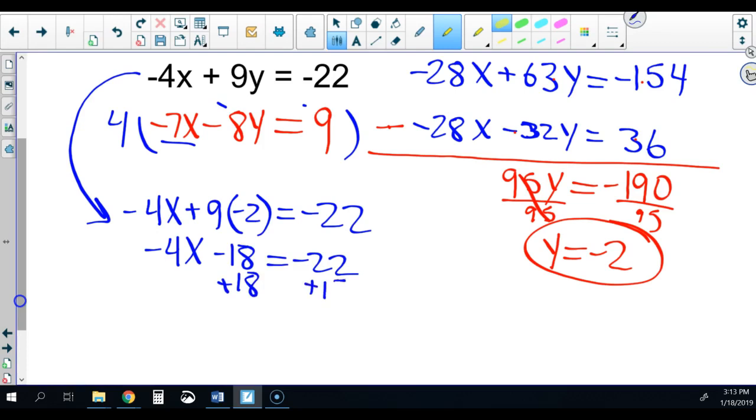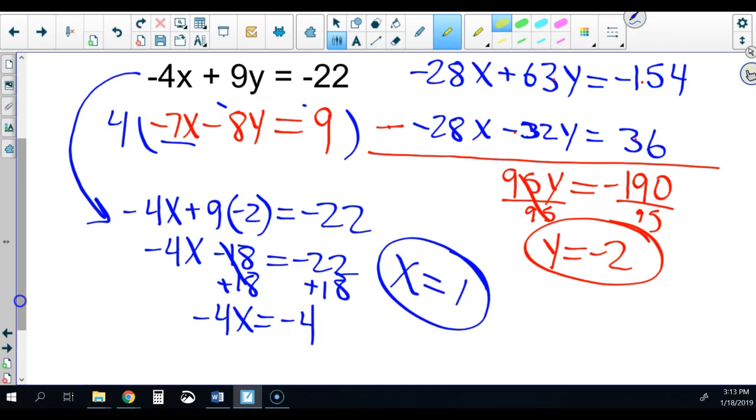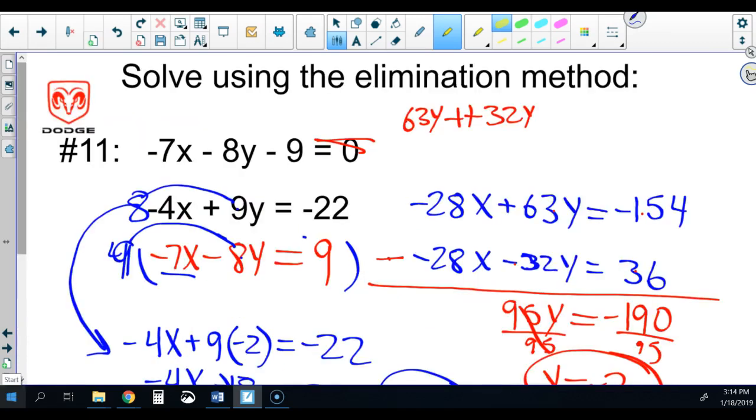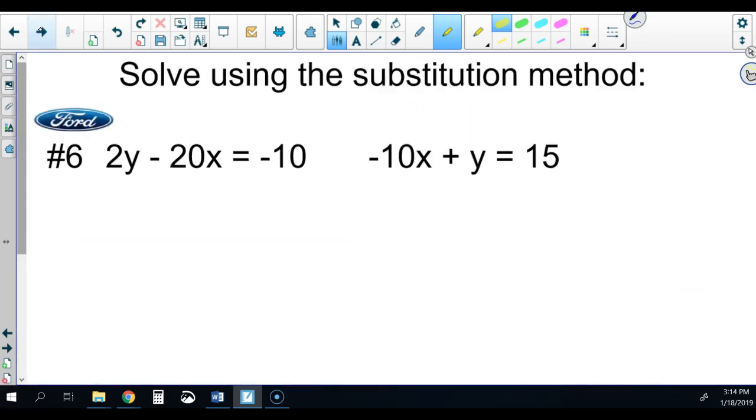Add 18, and we get negative 4x equals negative 4. So x equals 1. There's our answer. So elimination, hopefully you guys are good with that now. We're going to look at 2 substitution examples. This is your Ford worksheet. We're going to start with number 6.